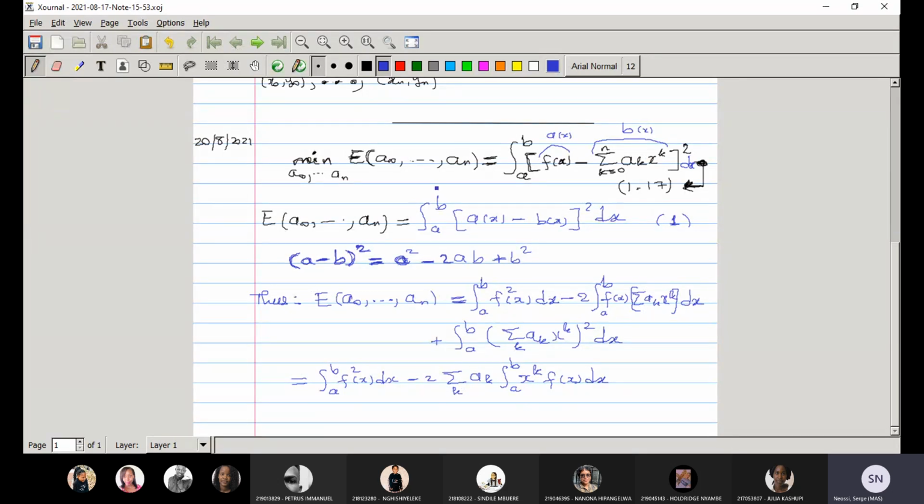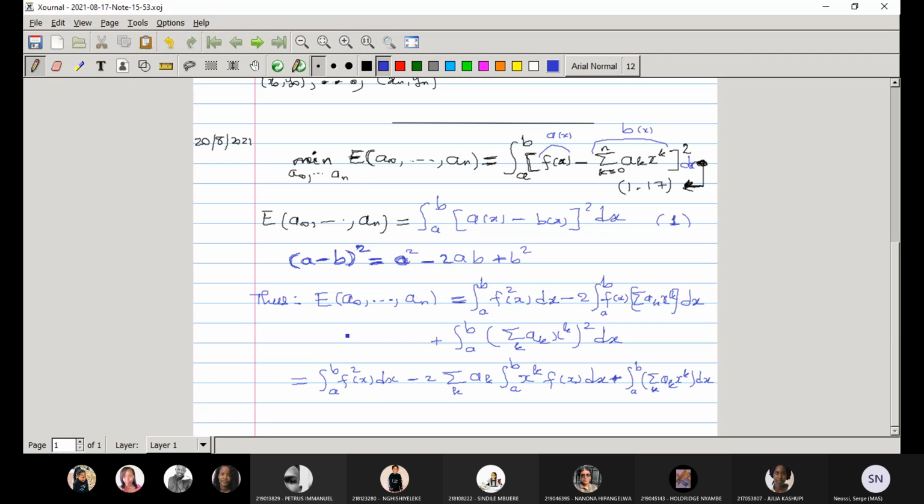Right, okay, plus I can write this last term plus the integral from a to b, this summation over k, a_k x to the k dx.